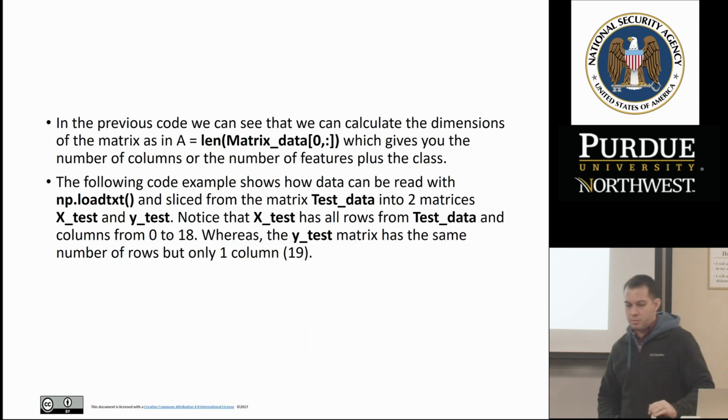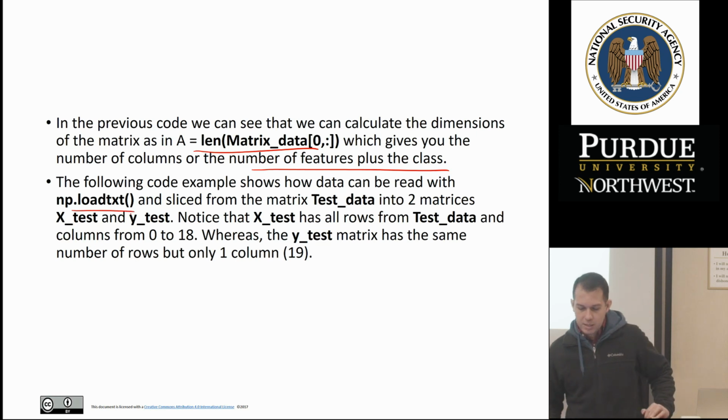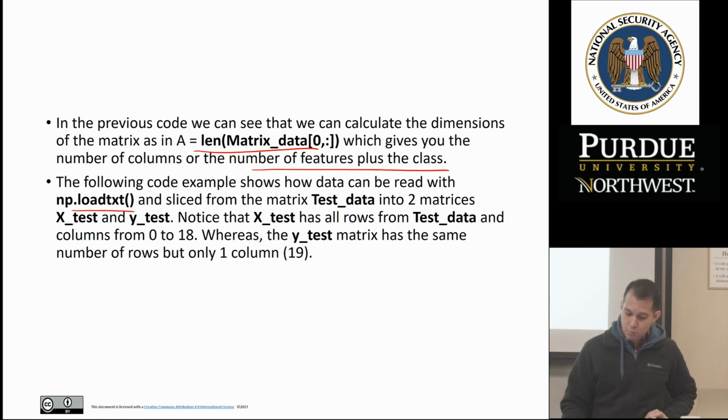So here, this is a summarization of the previous slides. In the previous code, we can see that we can calculate the dimensions of the matrix, and I explained that here by getting A. So that's the number of features plus the class. Now the following piece of code shows how the data can be read with np.loadtxt and then sliced out into two matrices, which are x test and y test.